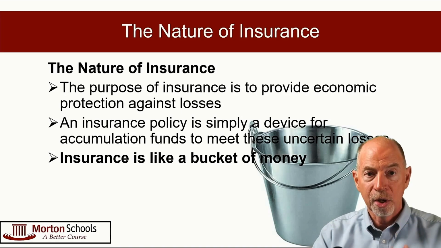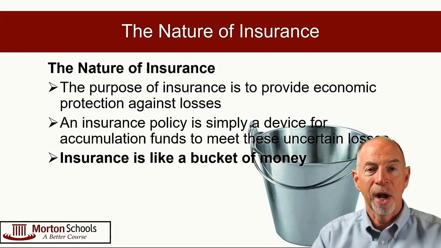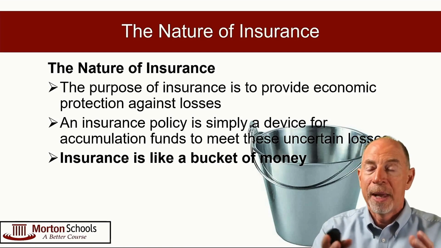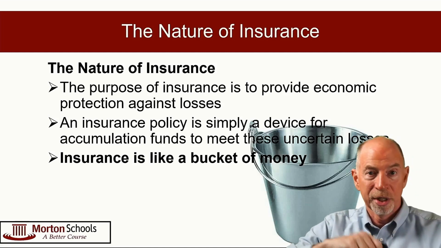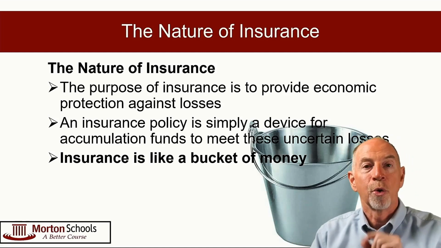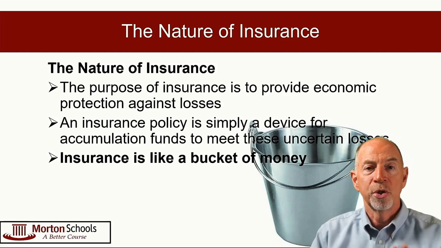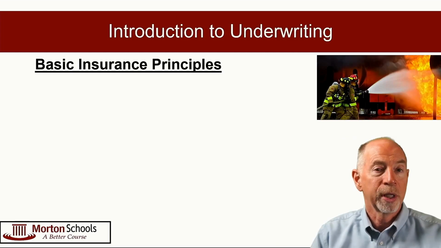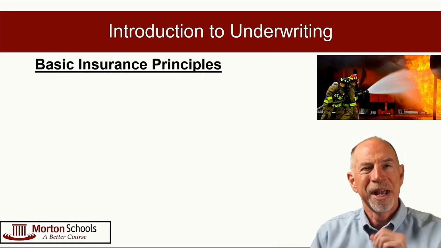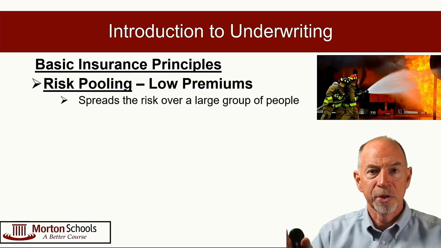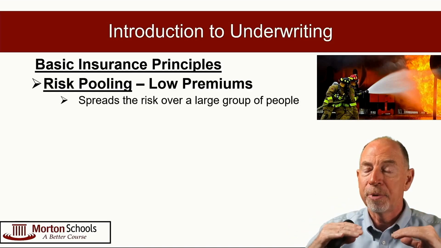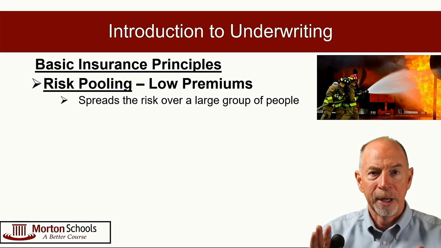And the people that run those insurance companies are just a bunch of bean counters managing that bucket to make sure that more money goes into the bucket than later on comes out of the bucket. Now, in order for that to work, it's based on two basic principles, risk pooling and law of large numbers. Let's handle risk pooling first. Risk pooling means we're going to spread the risk amongst a lot of different people, and that's going to keep the premium low for everybody.